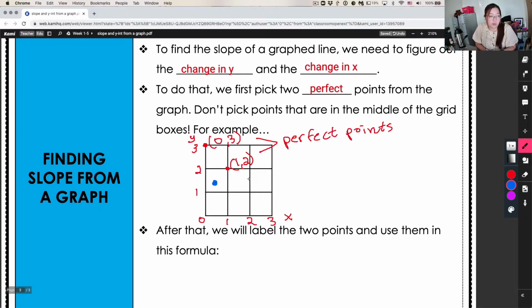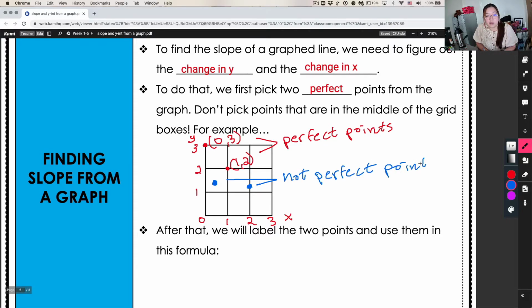Here's another example. This is on one of the lines, but you can't say it's in the corners. So while we might know, okay, x is 2, we don't know what y is. Is it 1.1, 1.2, 1.3? Like we don't know. So these here are examples of not perfect points.